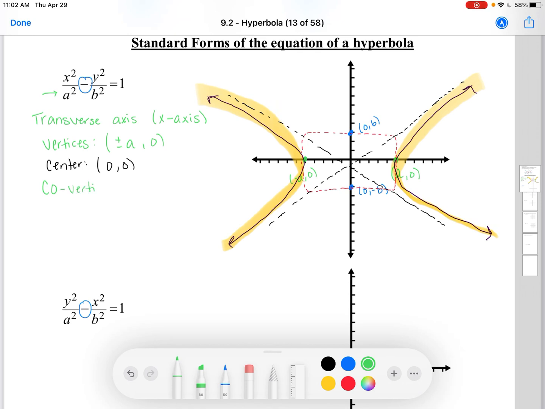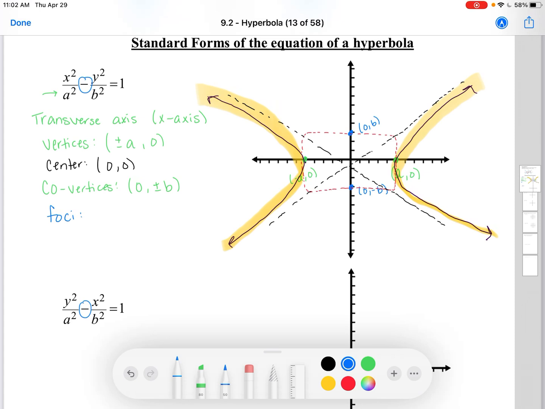After our vertices, we then have our co-vertices. So if we already took care of left and right, then we need to worry about up and down. So that is going to affect my y coordinates. And last but not least, just like when we talked about an ellipse, we had foci. Well, guess what? Hyperbolas have foci also.